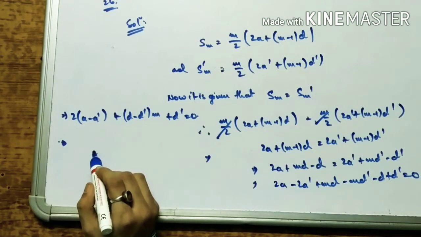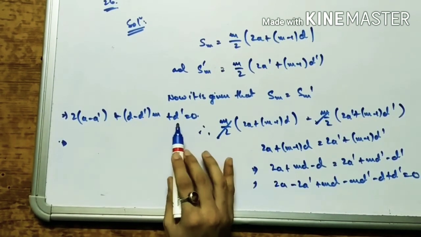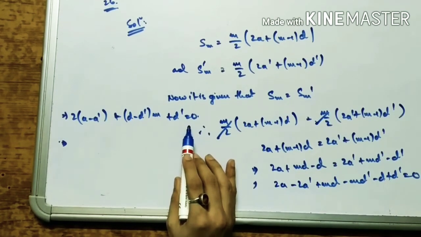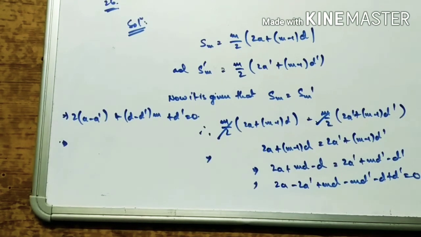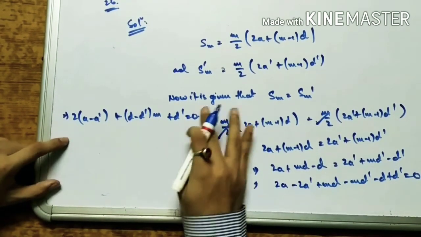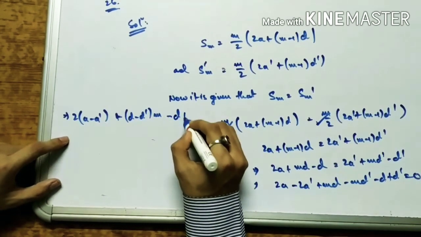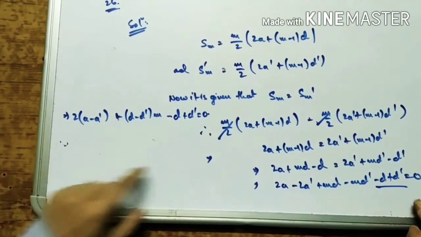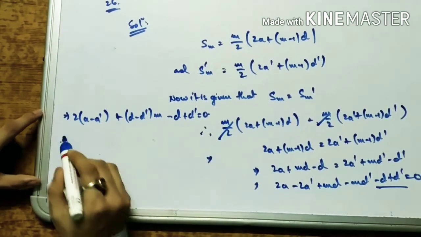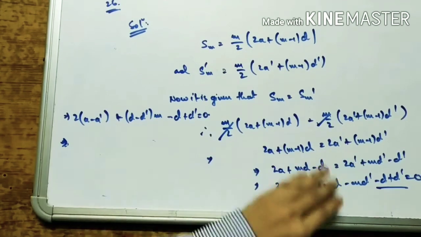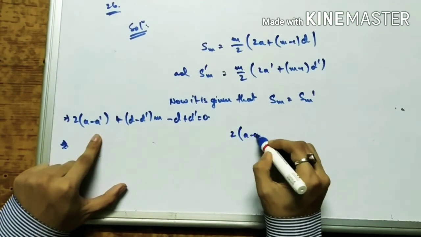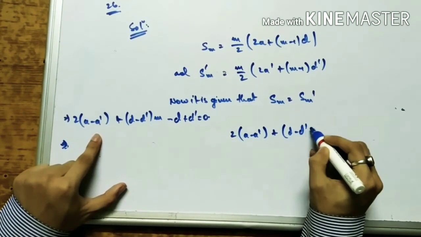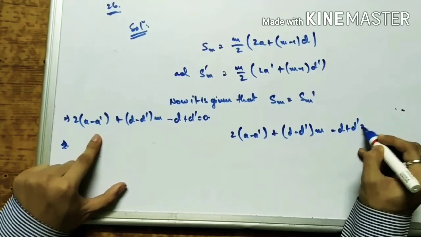So now you see, D dash minus D I will get. Sorry, in here this one I did not write. Minus D plus D dash is equal to 0. Okay, minus D plus D dash is equal to 0. So let me write this equation down nicely. I got 2 into (A minus A dash) plus (D minus D dash) M minus D plus D dash is equal to 0.